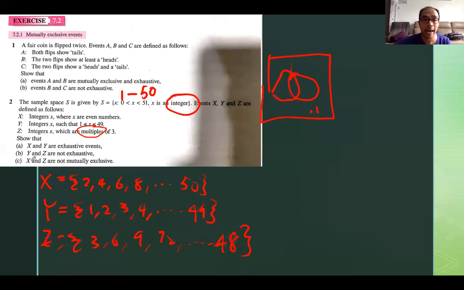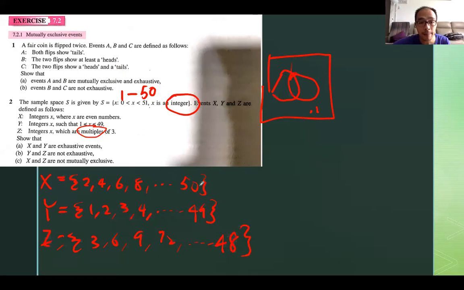Okay, C. X and Z are not mutually exclusive. Okay, remember this, huh? Kalau dia mutually exclusive, tiada overlap. There's no overlap between the sets. Okay, if they are not mutually exclusive, means there is an overlap. Let's look for the overlap.